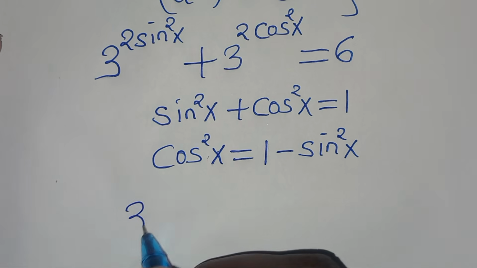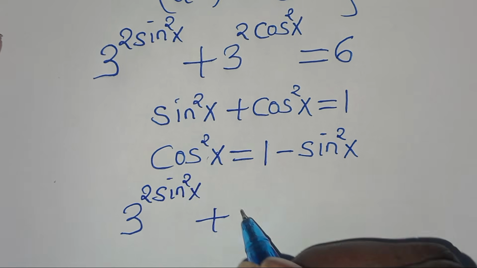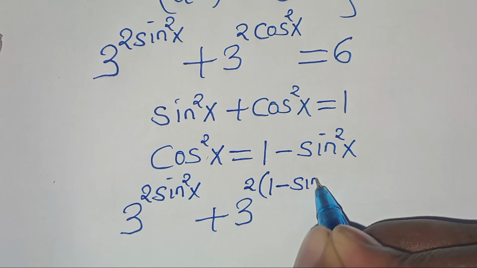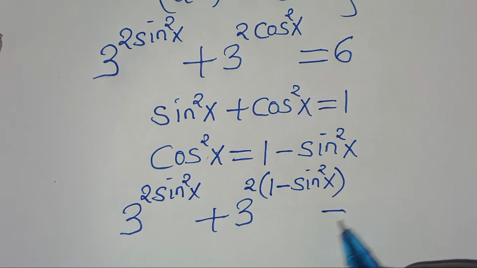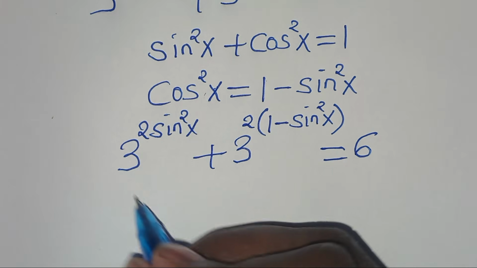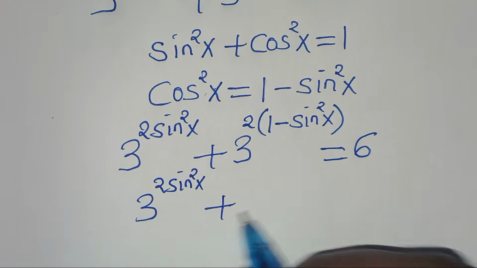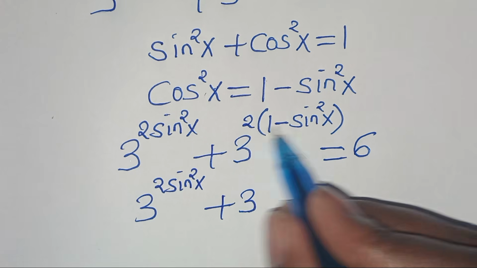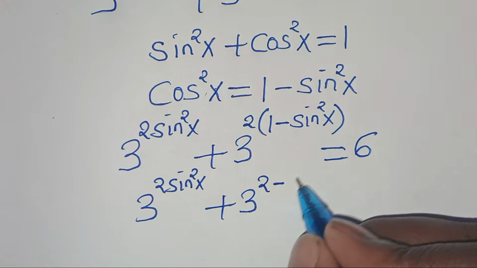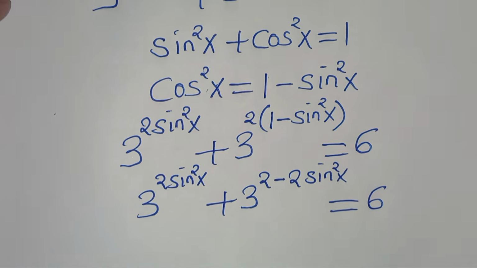So let's substitute cos squared x with 1 minus sine squared x. So this is 3 raised to the power of 2 sine squared x plus 3 raised to the power of 2 into the parentheses, 1 minus sine squared x. This is equal to 6. The next step is that we have 3 raised to the power of 2 sine squared x plus 3 raised to the power of, let's open the parentheses here, 2 times 1, this is 2, minus 2 times sine squared x, this is 2 sine squared x, this is equal to 6.